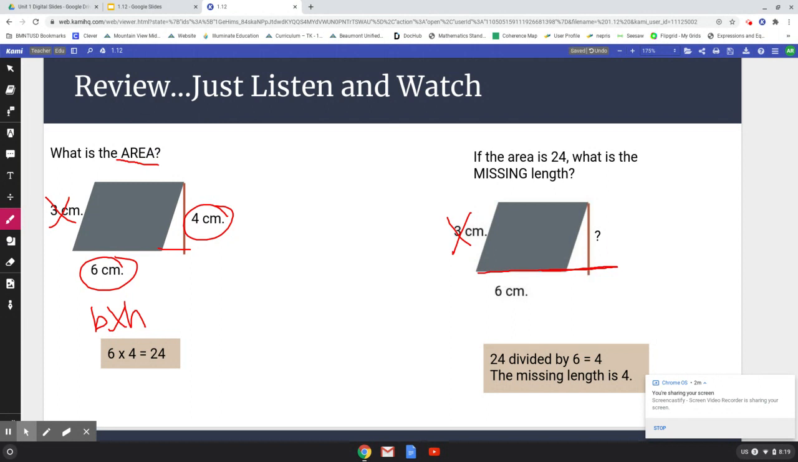So now it says, well, if the whole total inside here is 24, what is the question mark? What is that missing length? And most of you know what you would do is divide. You would take the 24 and you would divide it by 6 and you would get 4. So that missing side is 4. 6 times 4 is 24.